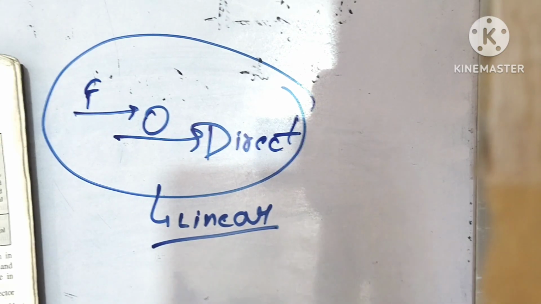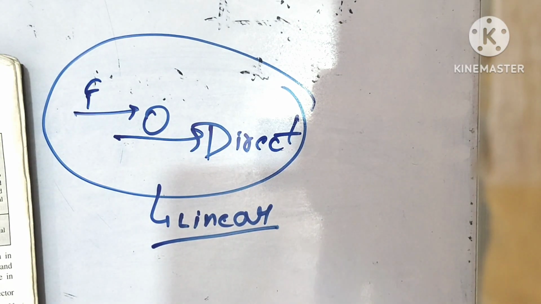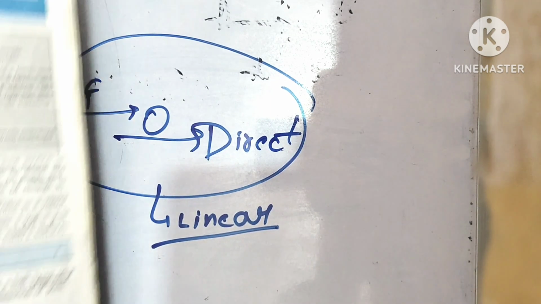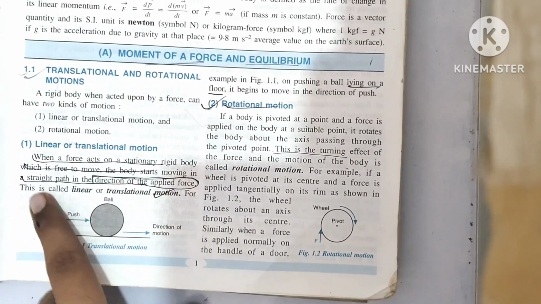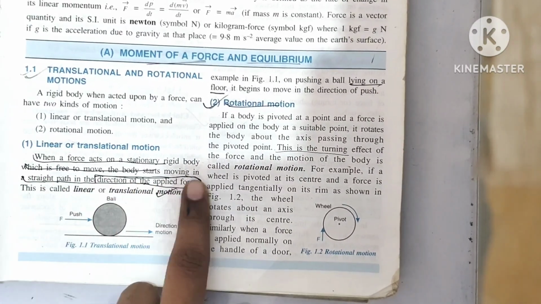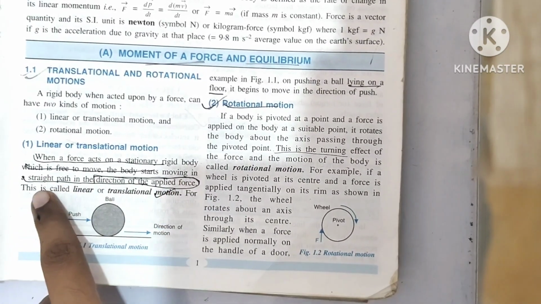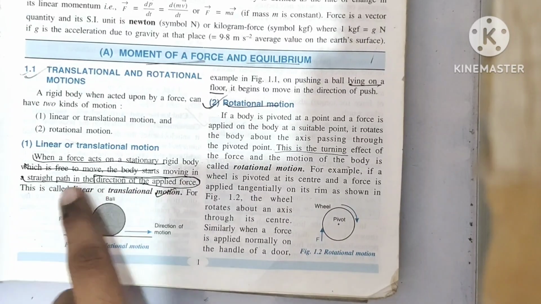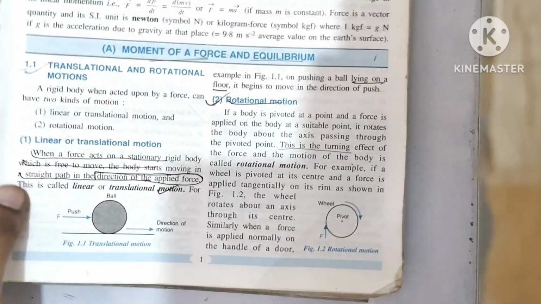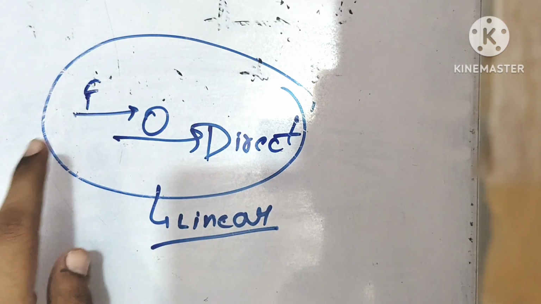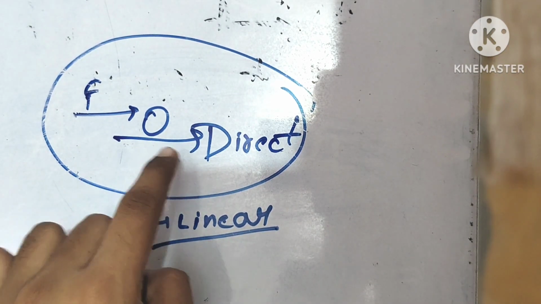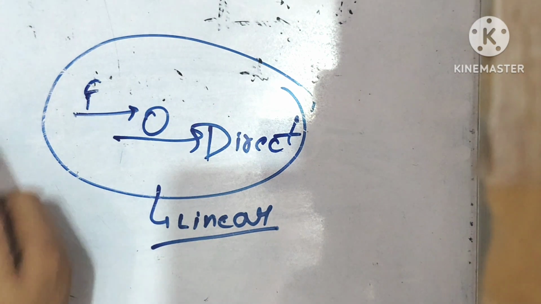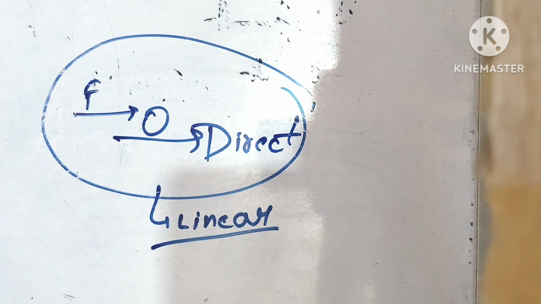So if anybody asks you what is translational motion, basically we read that when a force acts on a stationary rigid body which is free to move, the body starts moving in a straight path in the direction of the applied force. It is called linear motion. As we said previously, if the force is applied on an object in the direction of motion, that type of motion is called linear motion.